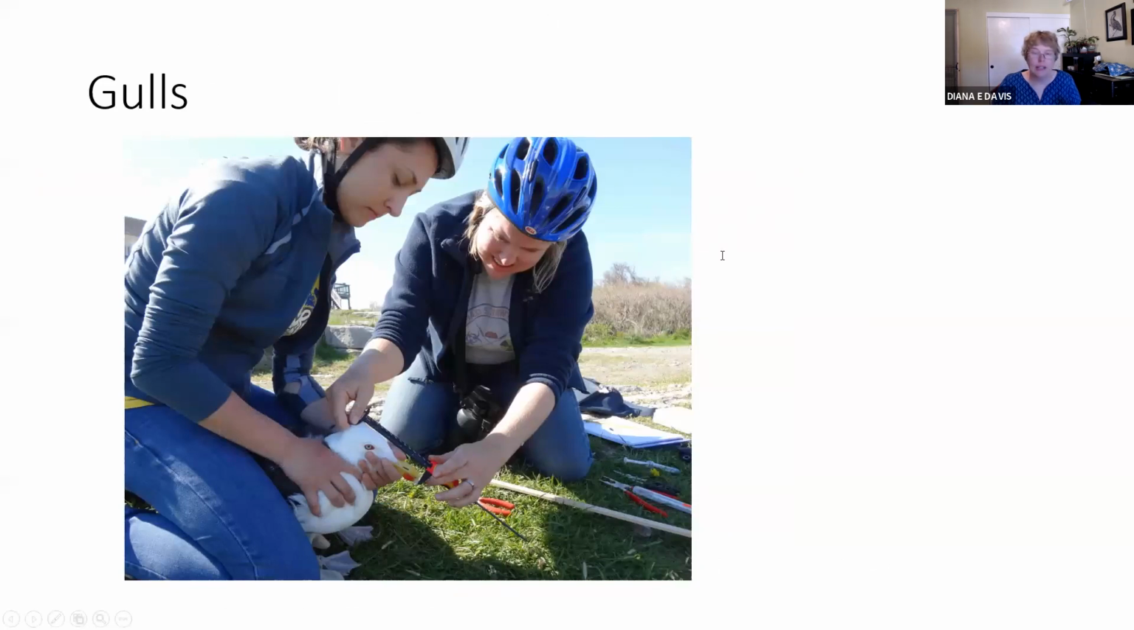Gulls. I'm sure you can't tell from this picture, but this is me in the blue bike helmet. I was helping out with some research on birds that breed on an island off the coast of Maine called Appledore Island. Why am I wearing a bicycle helmet? Any ideas? Poop? No. Land on your head? Close. Swooping. There we go. Yes.